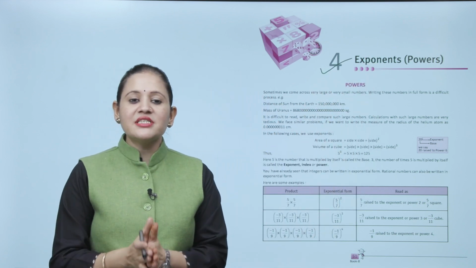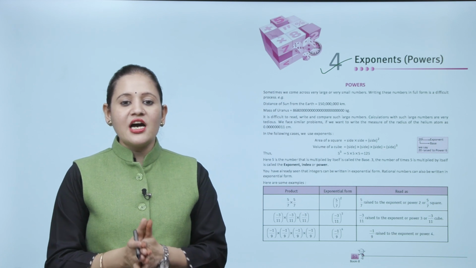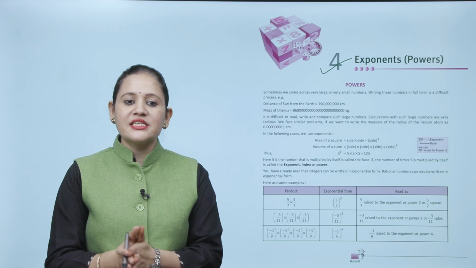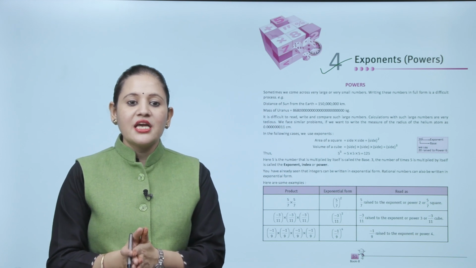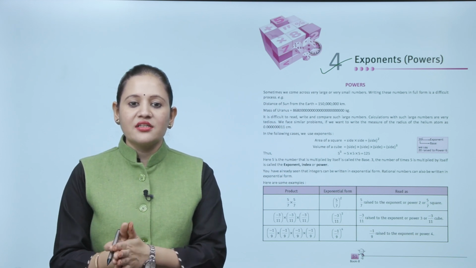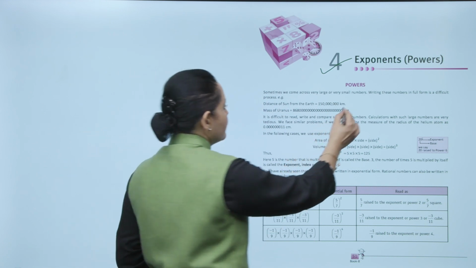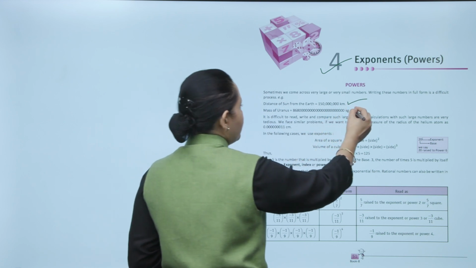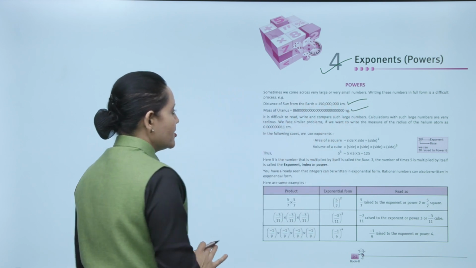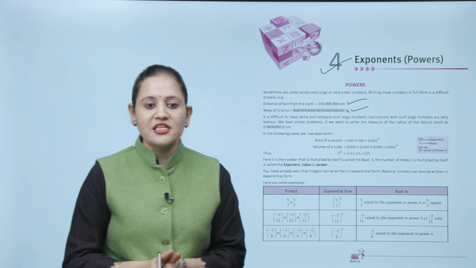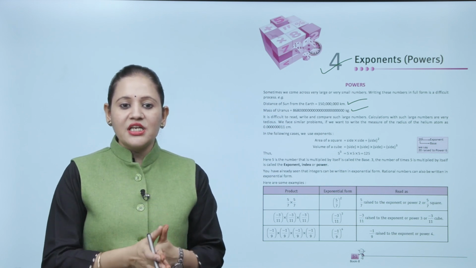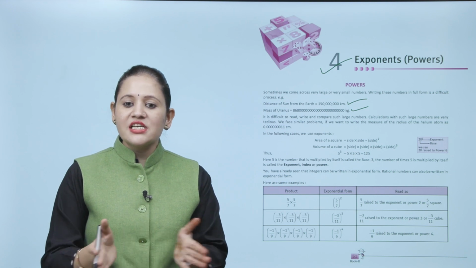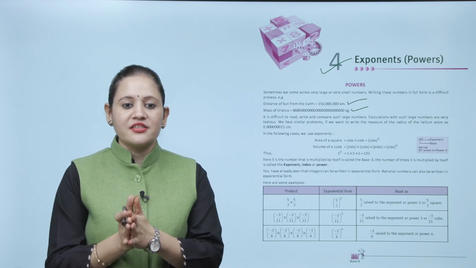Powers. Sometimes we come across very large or very small numbers. Writing these numbers in full form is a difficult process. For example, the distance of the sun from the earth, that is that many kilometers, or the mass of Uranus. The mass of Uranus is this much. So it is very difficult to read these numbers. It is difficult to read, write and compare such large numbers. Calculation with such large numbers is very tedious.